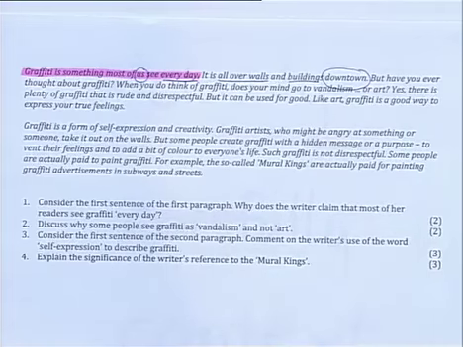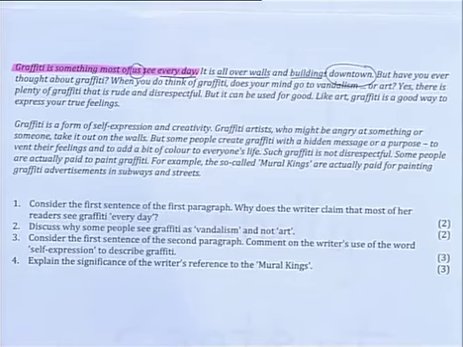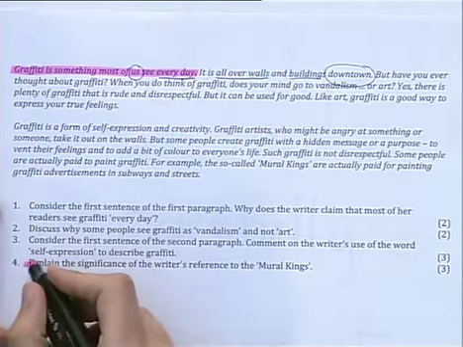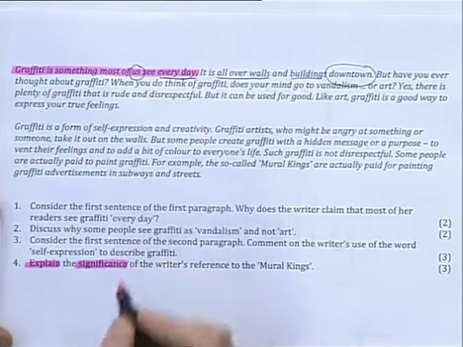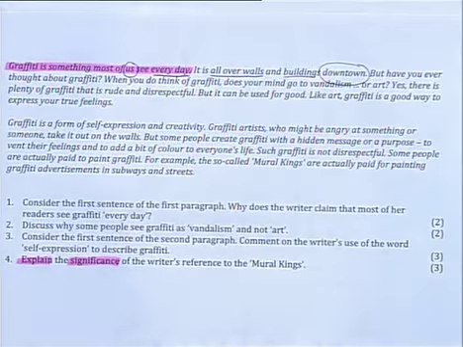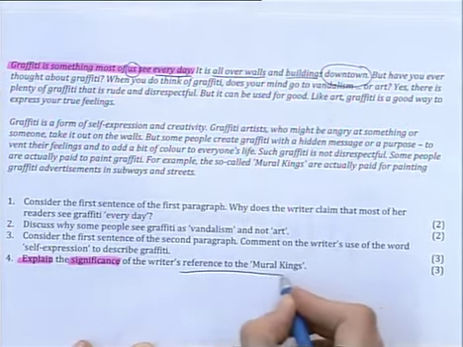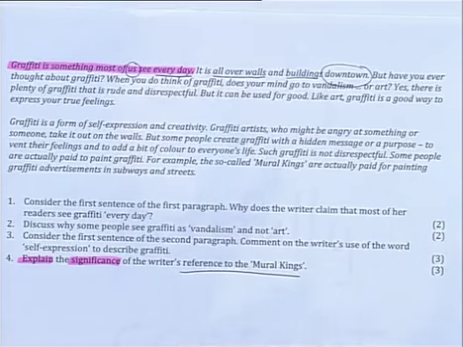Let's have a look at one more, and let's go to question 4, where it says explain the significance of the writer's reference to the mural kings. There are two of the words that we've talked about: explain and significance. So let's go find the writer's reference to the mural kings before we do anything else, because that's what we have to look at before we can answer the question.